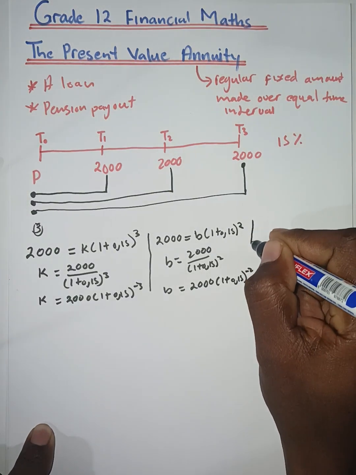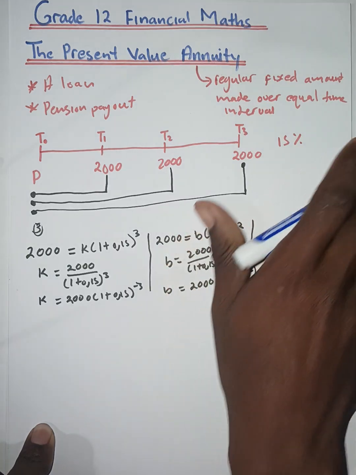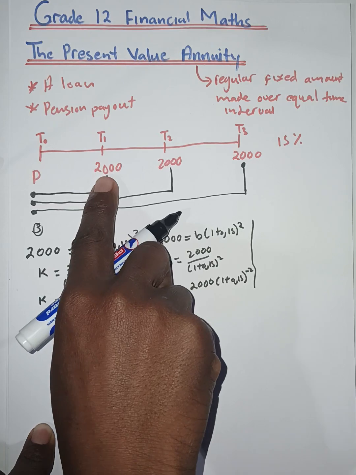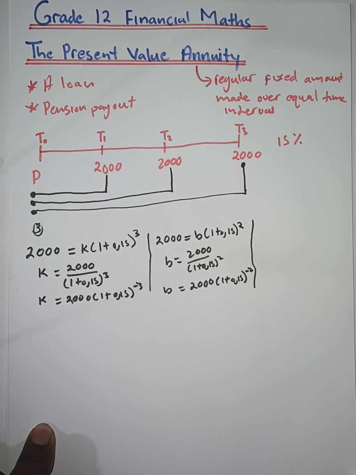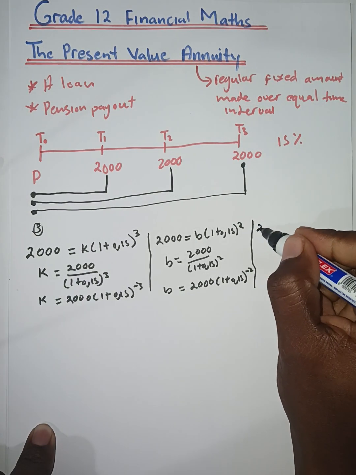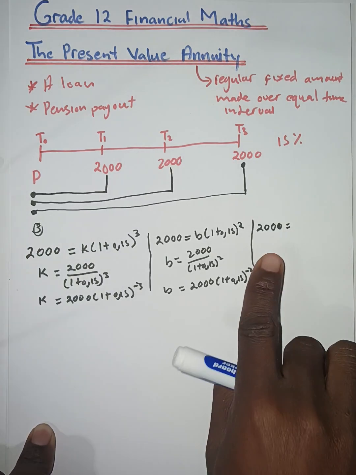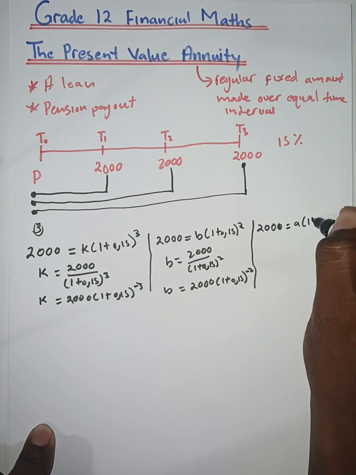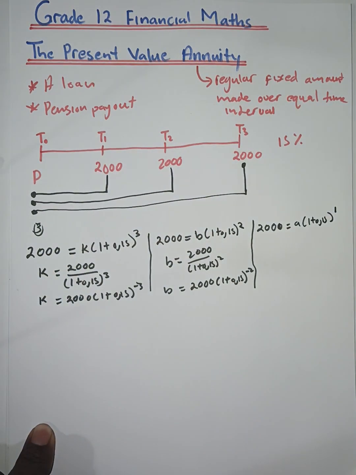So again, I'm going to do the same thing with the one at T1. At the end I need to have 2000, but I don't know how much I must invest for me to have that certain amount. I don't know how much I must invest to get that 2000, so I'm just going to call that A, small letter A. So this would be 1 plus 0.15 to the power 1, for that would be in the account for 1 year.